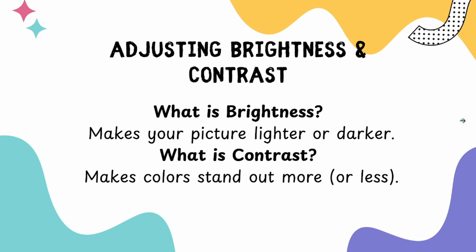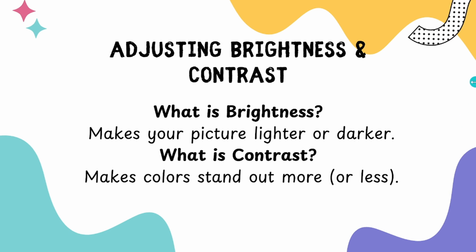So now the next tool we are going to look at is adjusting brightness and contrast. So what is brightness? Brightness makes your picture lighter or darker. You understand? The same thing with contrast. It makes colors stand out more or less. That is just what brightness and contrast do.